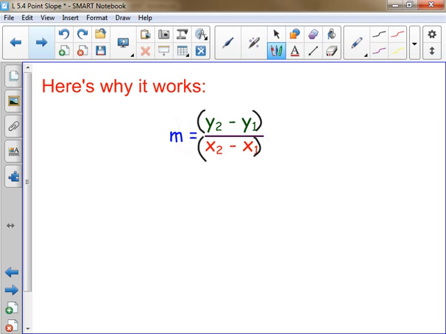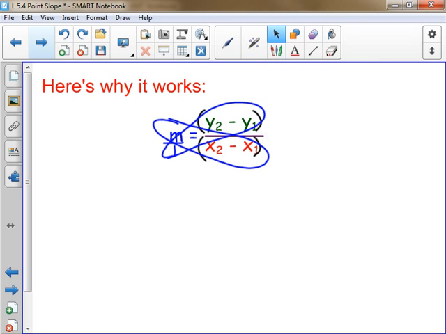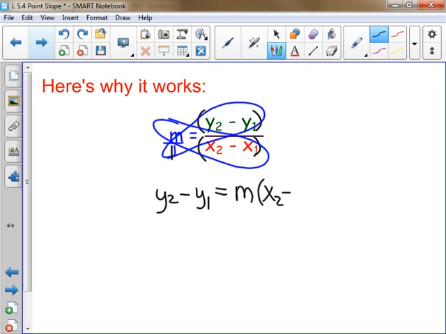You can simplify this equation by using cross products. So I'm going to write the m over 1. Now if I cross multiply 1 times y2 minus y1 and cross multiply m times x2 minus x1, what I end up with is 1 times y2 minus y1 is just y2 minus y1. And that's equal to m times x2 minus x1.